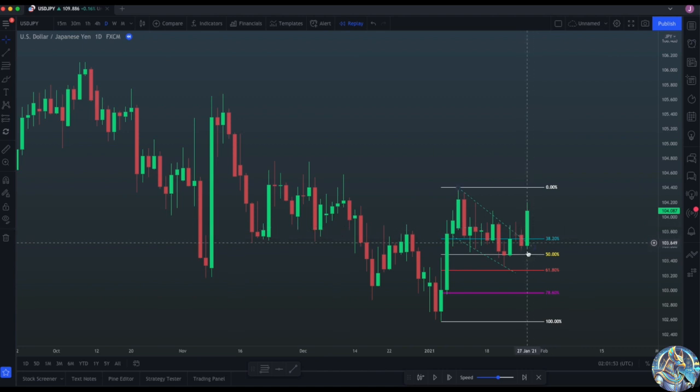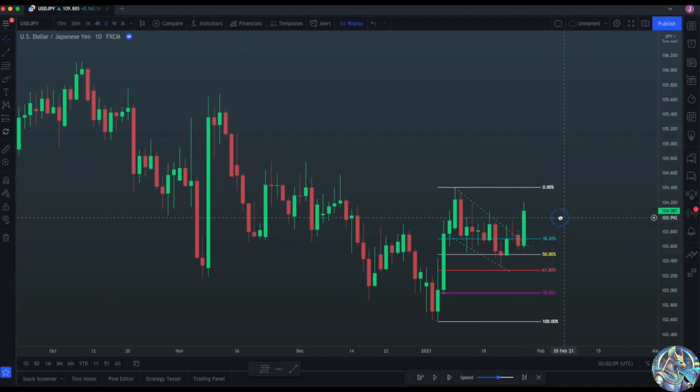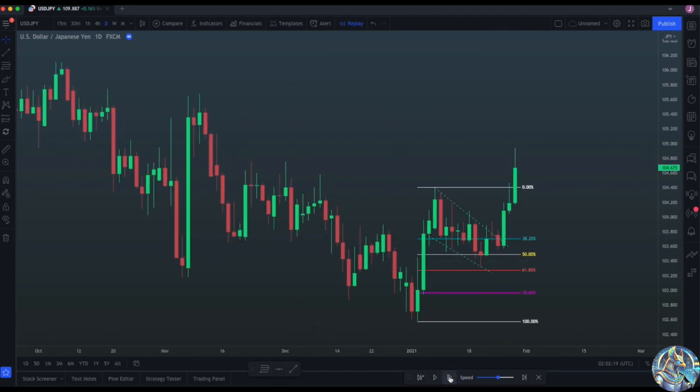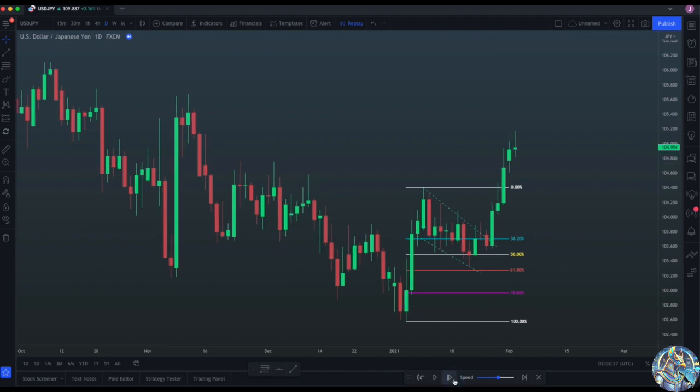As a result, 38.2% did not hold, and we were rejected at 50%. Do you agree? This bull flag was formed by the price at that point, all right? Let's see what transpired after that. Due to the fact that the price moved upward and broke this previous higher high, we were able to establish a new higher high. As a result, the price continues to rise.